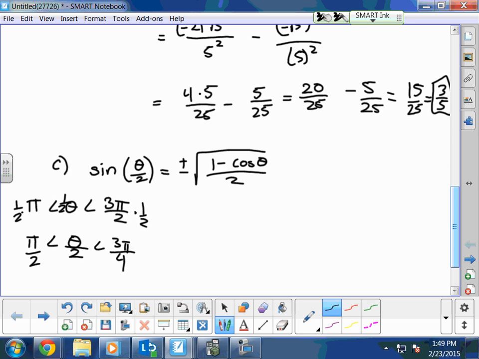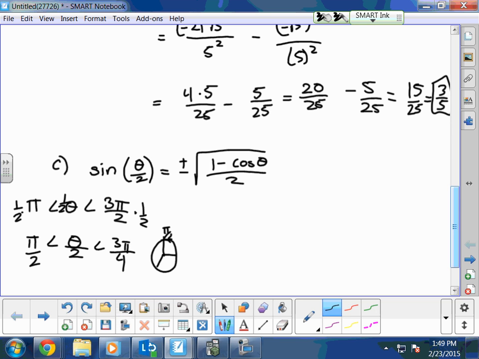Now, where is that? Well, let's look at your unit circle. Find out that pi divided by 2 is here. And you're going to find out that in this case, 3 pi divided by 4 is going to be, actually, I think it's going to be right over here.